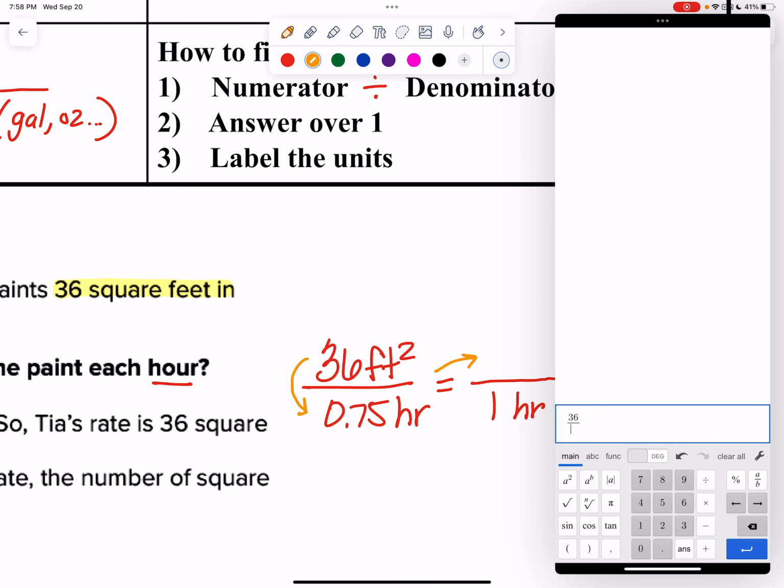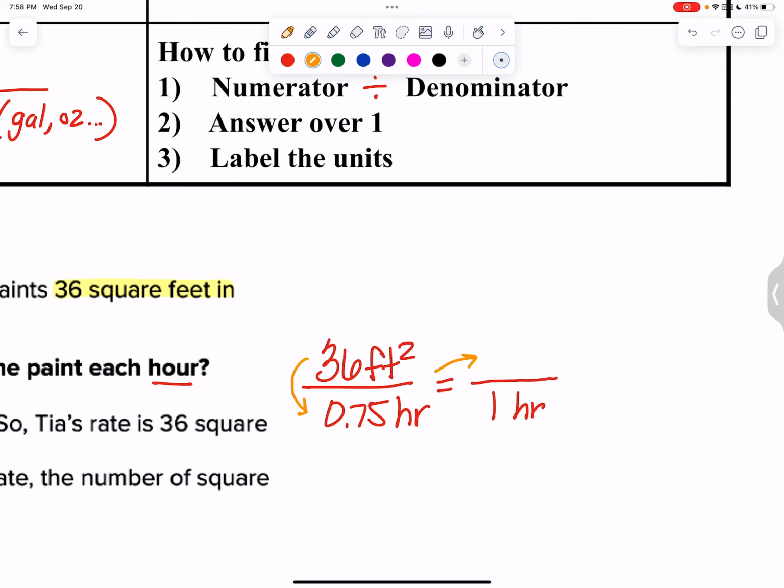36 divided by 0.75 is 48. So slide that away, and we have 48 feet squared per hour, and that's our unit rate, and everything's labeled. Okay, and then use reasonableness.